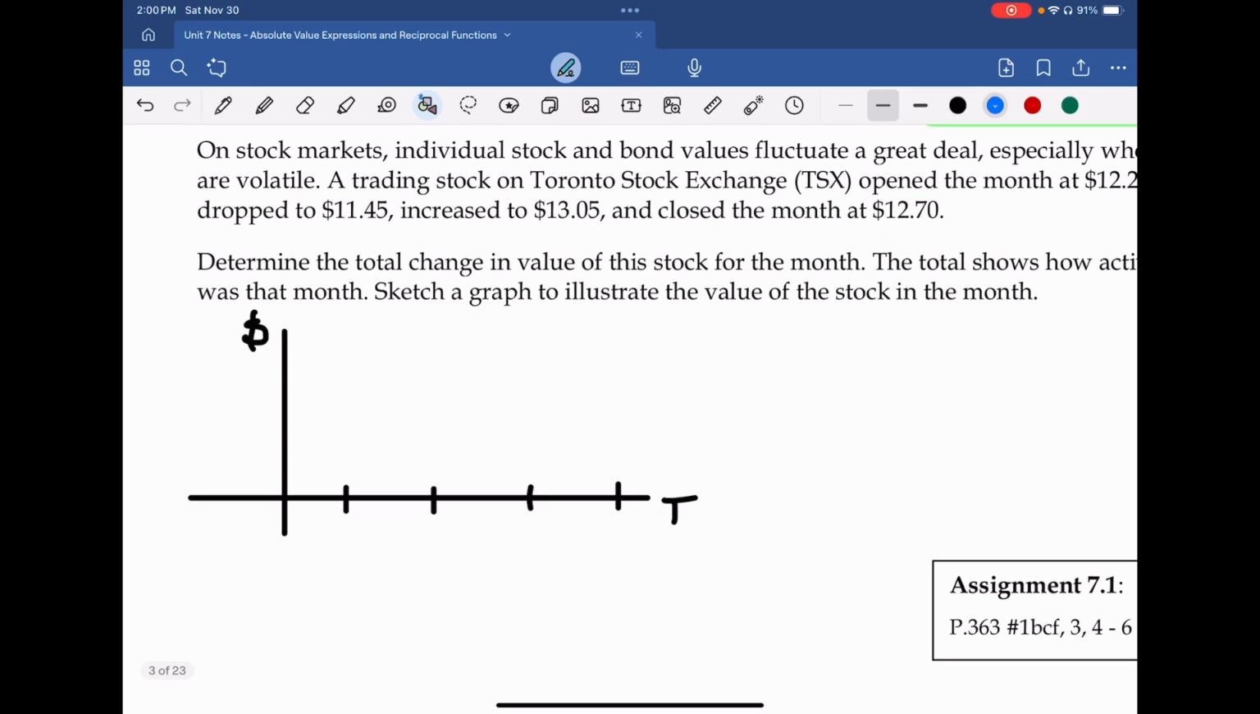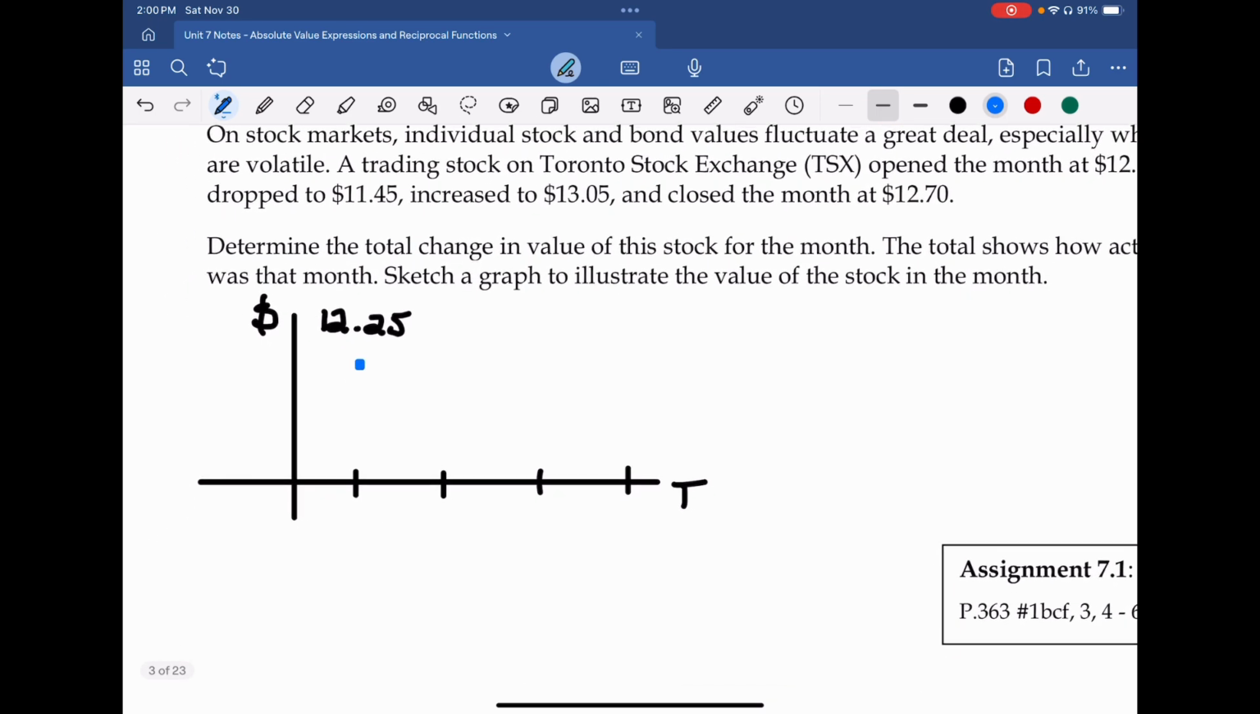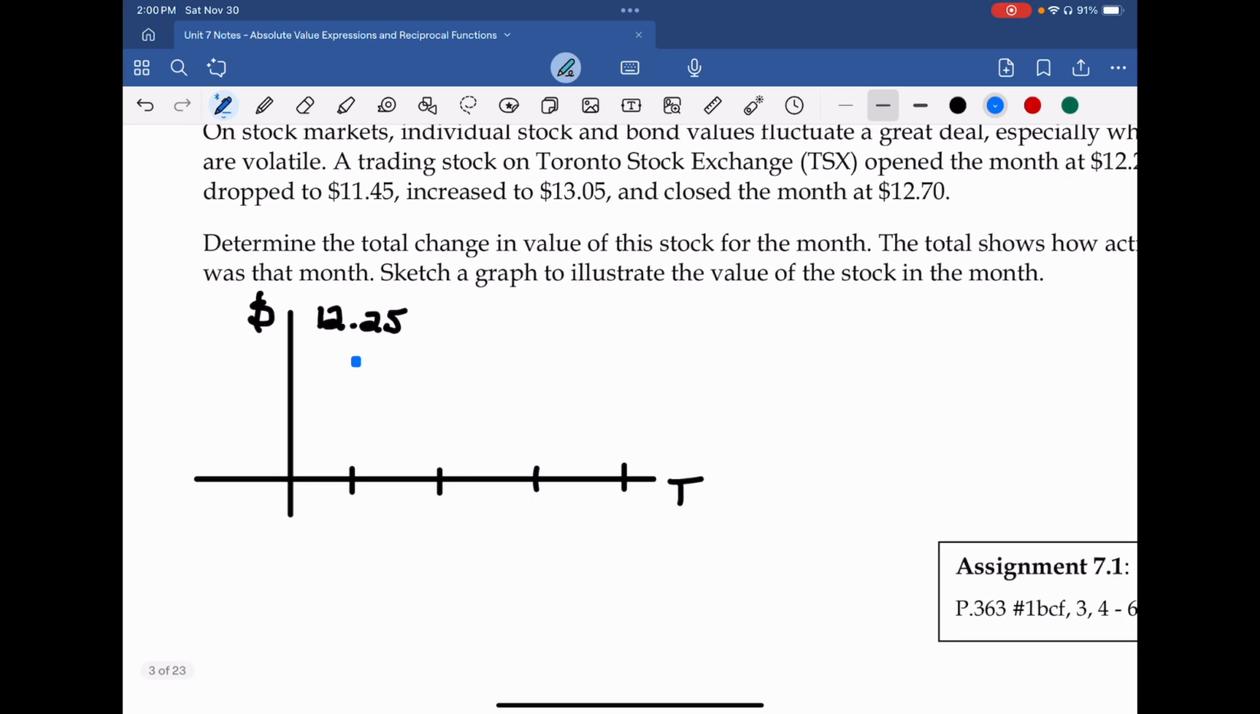Now, I'm going to put a sequence of dots and label those points. We started at 12.25, so I'm going to approximate that 12.25 is roughly about here, and I'll label this point 12.25. Perfect. Now, our next point was at 11.45. So we're going to go a little bit lower, somewhere about here. We don't want to go really low, we just want to go enough that we see some sort of decrease. And again, we're going to write this in. So this was at 11.45.